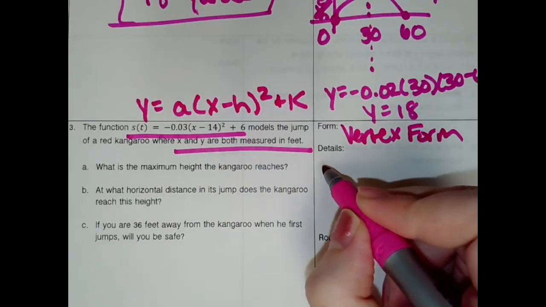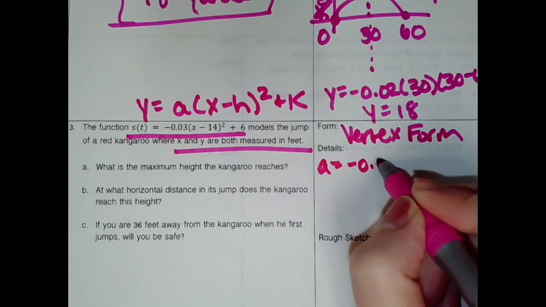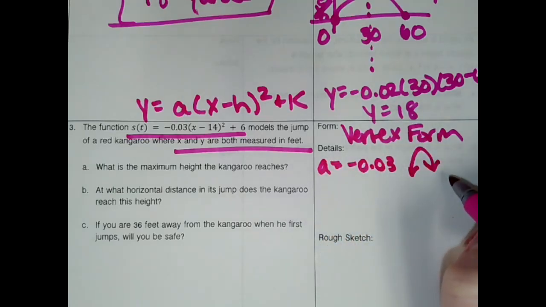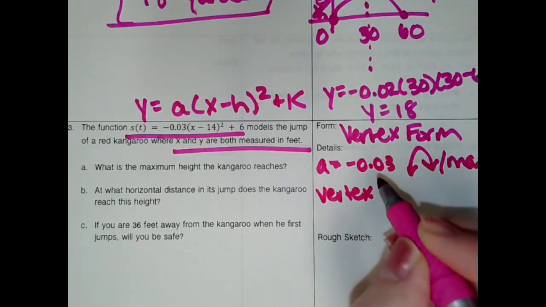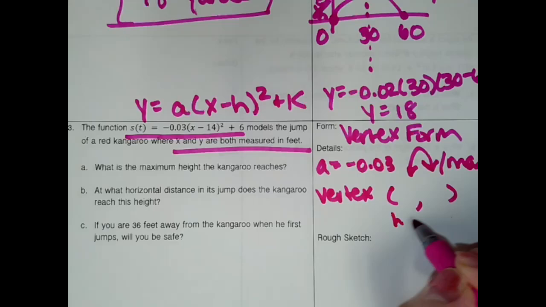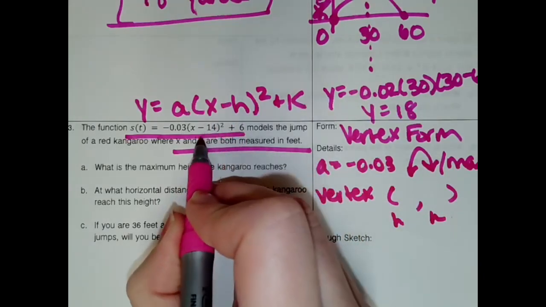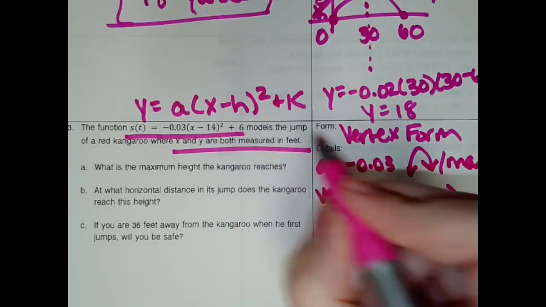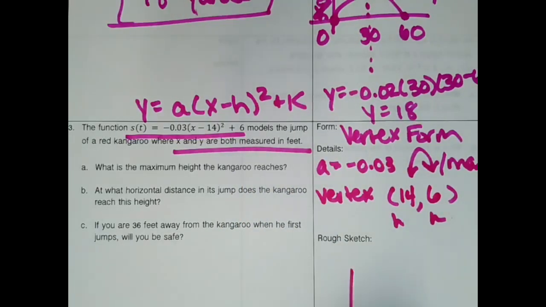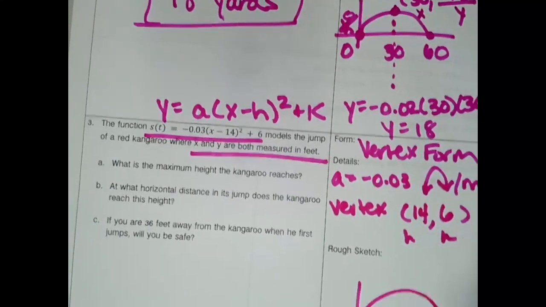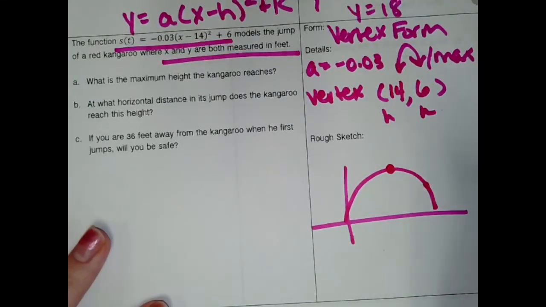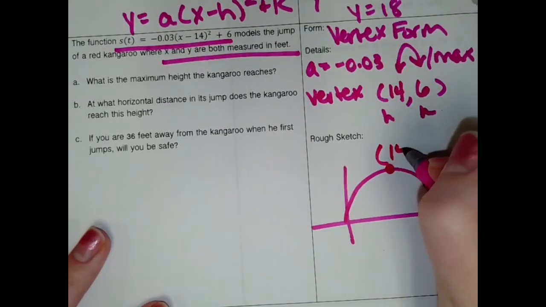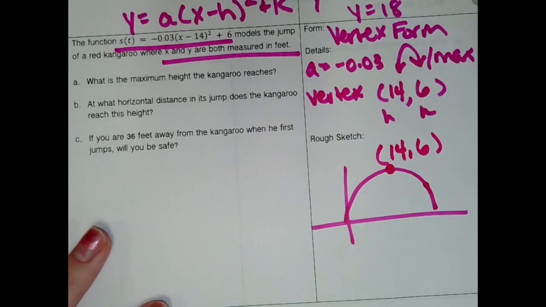So key details first, my a value does tell me something. It's negative, so I know my parabola is opening down and I'll have a max. The other thing I know, just by looking at vertex form, you can tell the vertex. It's h comma k. Don't forget though, change the sign for h, keep the sign for k. So if I'm thinking about my rough sketch, I know that the kangaroo jumps and lands. At some point, that kangaroo is going to reach a maximum. It happens to be at 14.6 for me.